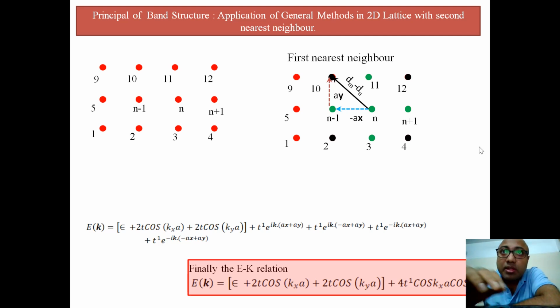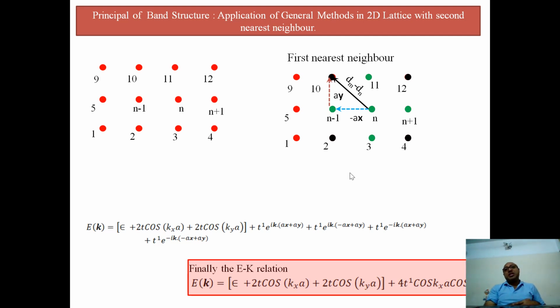Okay, so the relation between the first nearest neighbor, that is n to n+1, or n to n-1, we have written as t. But if it is a second nearest neighbor, that is Hn to n+2 or Hn to n-2, let us write t1. What is the value of t1? Again you can calculate, and that's your homework.